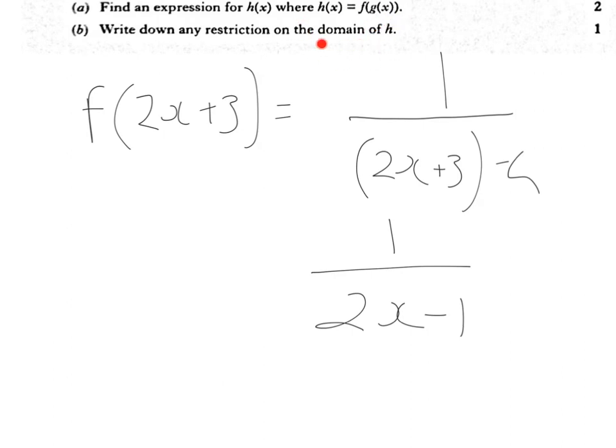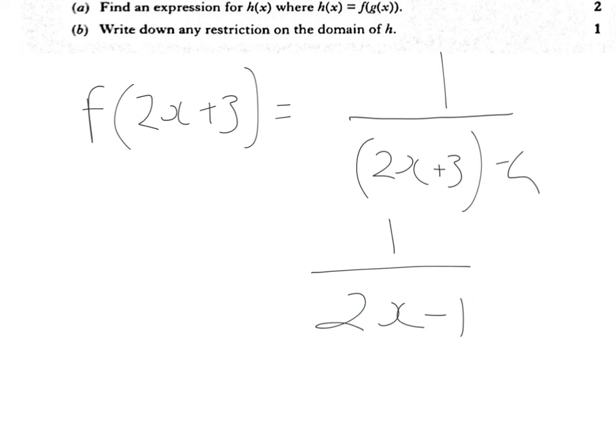Part B, write down any restriction on the domain of h. Now, the domain is basically any numbers that get input into the function, so any x values. What we're looking for here is to identify any numbers which we couldn't have go into the function, and that's a restriction on the domain. Generally speaking, with restrictions in the domain, there's two things to think about. Two things in maths that you can't do is you can't divide by 0, and you can't take the square root of a negative number.